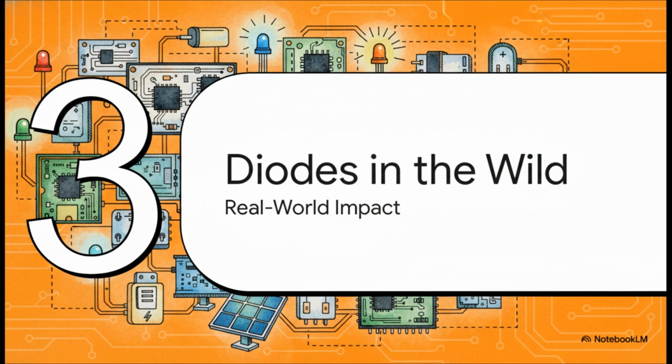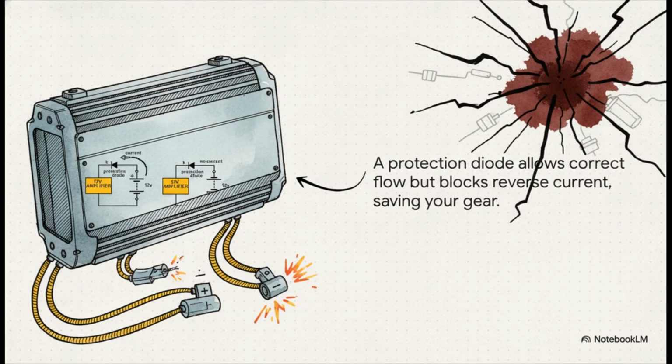Okay, so we know what they are, and we know there are different types. Now let's talk about where you actually find them making a real difference out in the world. Here's a classic example, protecting your gear. Imagine you've got an expensive car amplifier and you accidentally hook up the battery backwards. You could instantly fry the whole thing.